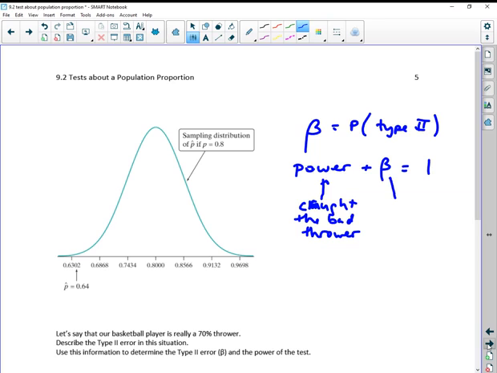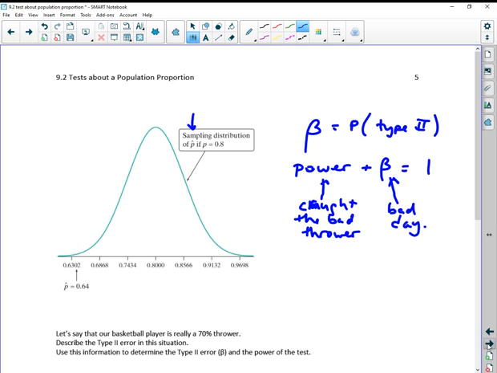And this is you with the guy having a bad day, but you just made a mistake. You told him he was a terrible thrower, but he really was a great 0.8 thrower, just having a really bad day. So those are the two situations that can happen. Here's my sampling distribution for the 0.8 right here. That's him being that thrower.